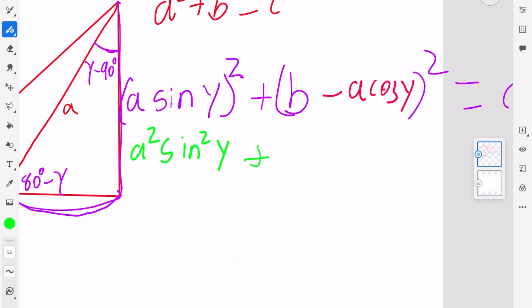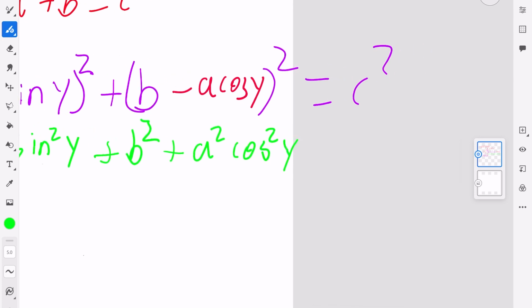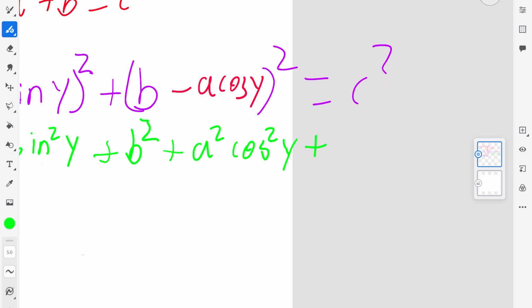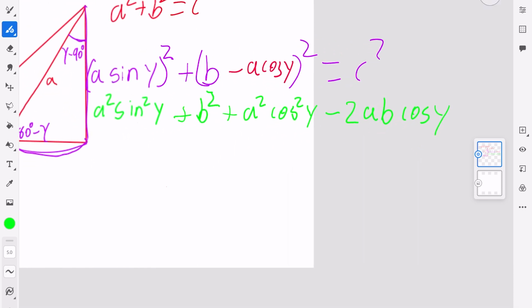Plus, so we have the first term squared, and the second term squared, which is a squared cosine squared gamma, and then 2ab, so that's minus 2ab cosine gamma. I think that's right.